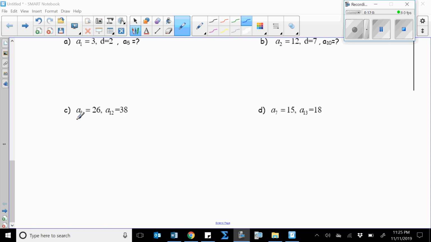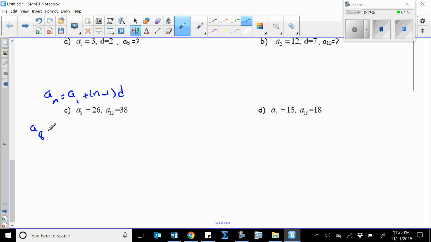Now let's work on this example. In this example, we have A8 and A12. We want to find an. So to find an, we know that we need to know A1 and the value of D, the common difference between the terms. All I have here is A8 and A12. I need to find A1 and D from these two. So let's write the rule for A8.